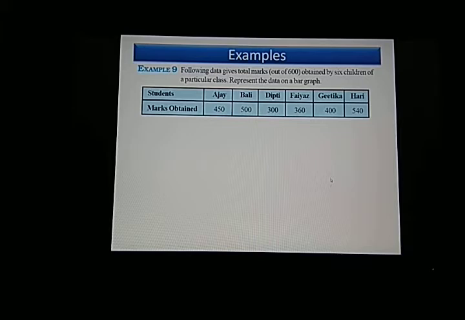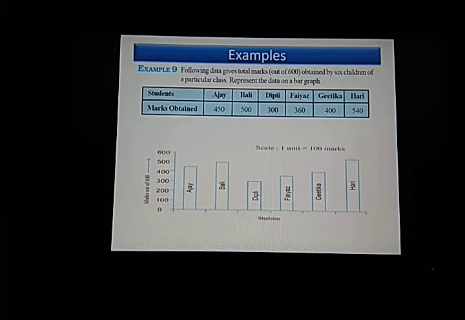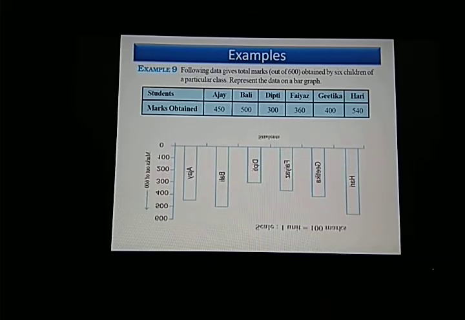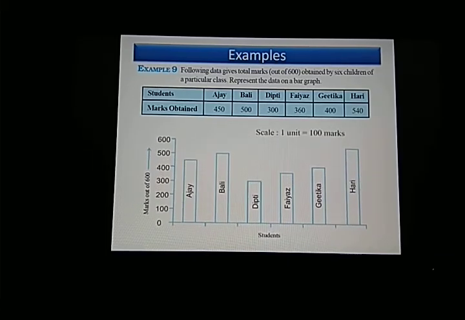Example 9. Here also one set of data is given to you, the data of 6 children: Ajay, Bali, Dipti, Fayaz, Gitika and Hari. Their marks are given out of 600. Here also we have to draw a bar graph in a similar way. Here the scale will be different, of course. The scale will vary from graph to graph.